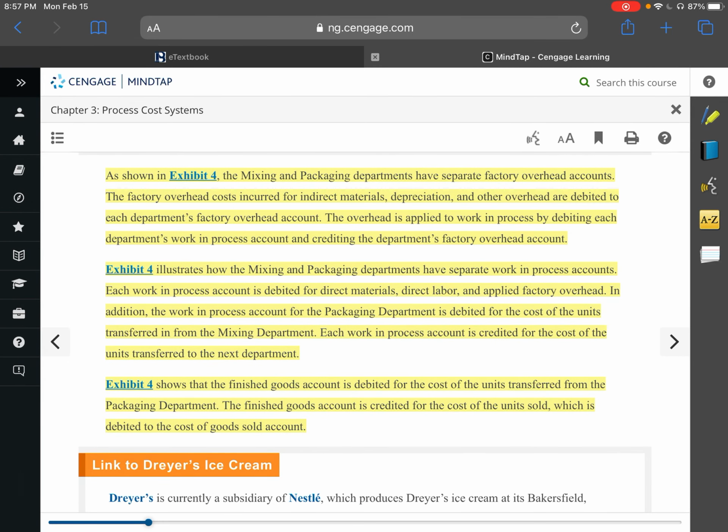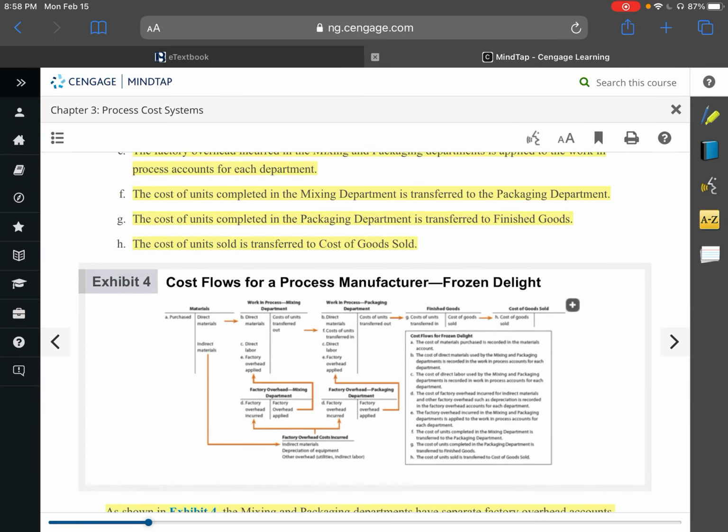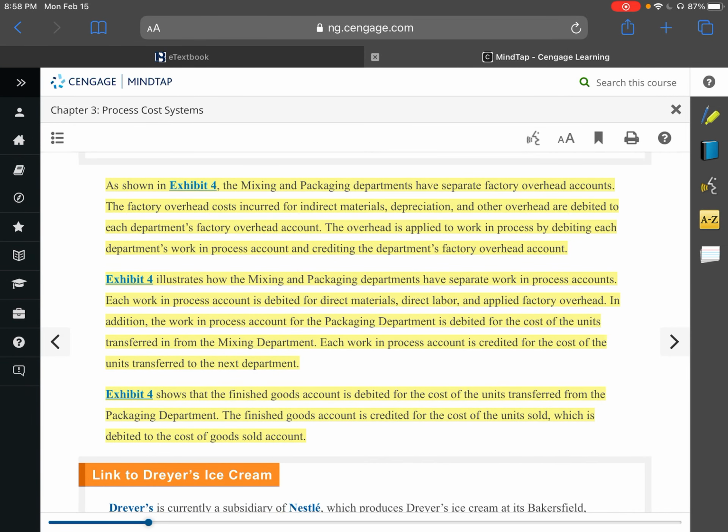All right. Now, should the mixing department and the packaging department have the same factory overhead account? Well, no, they shouldn't, because each department is going to incur different amounts of factory overhead based on the processes that occur in each department. So as shown in Exhibit 4, which is right here, the mixing and packaging departments have separate factory overhead accounts.